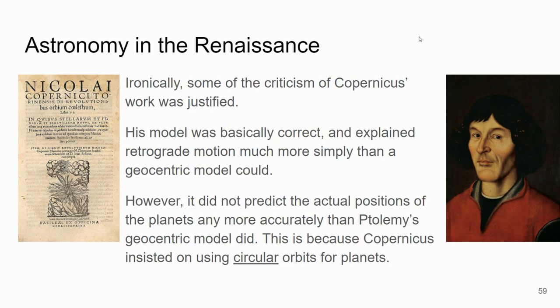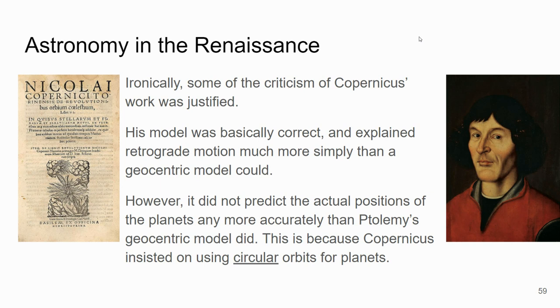So he published this, and his main idea was basically correct. However, some of the criticism that was going to come raining down on now dead Copernicus about this book, some of it was actually justified. The great thing is, again, it explained retrograde motion with a heliocentric model in a way that was much more simple than any geocentric model could.